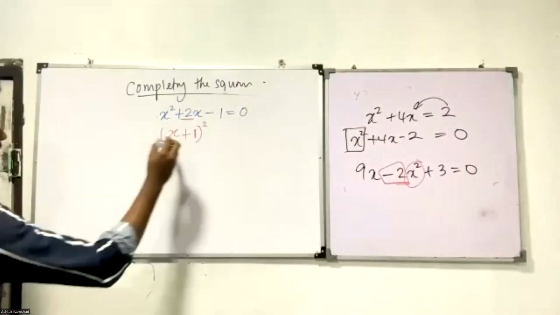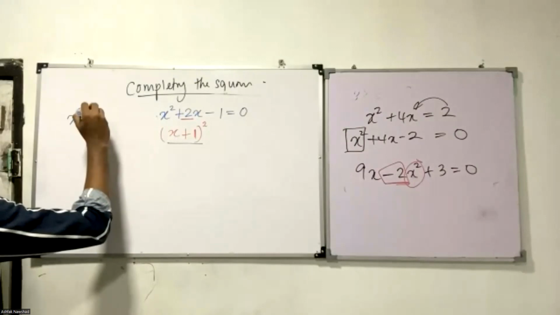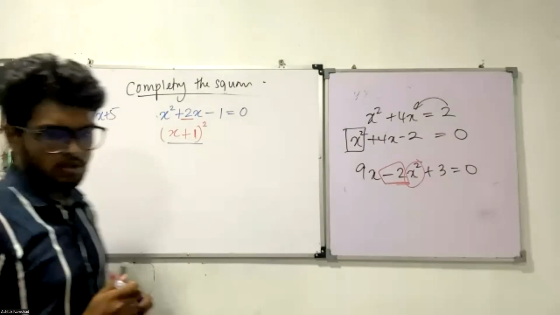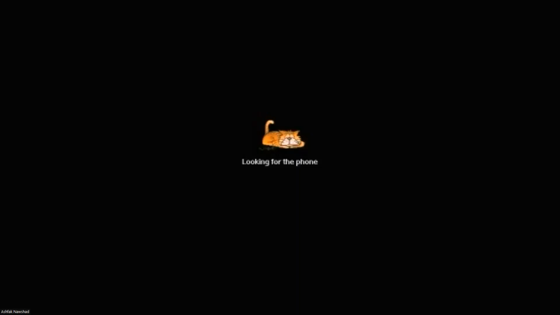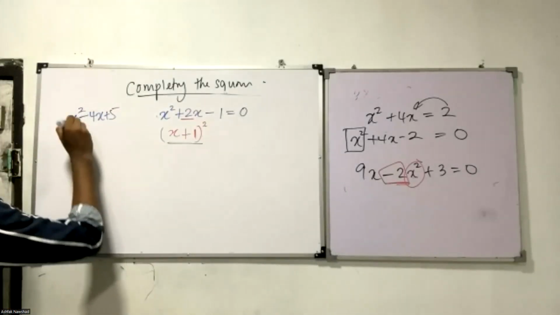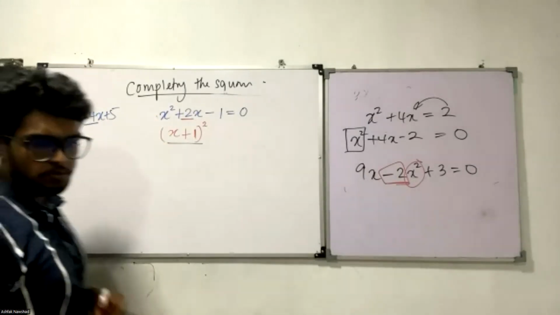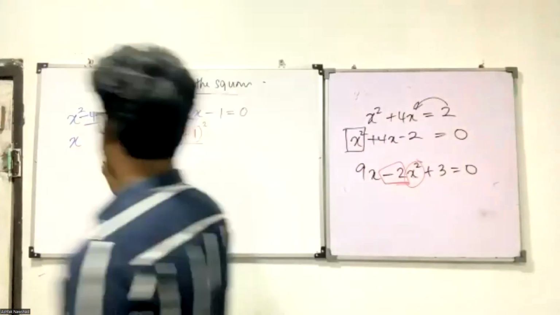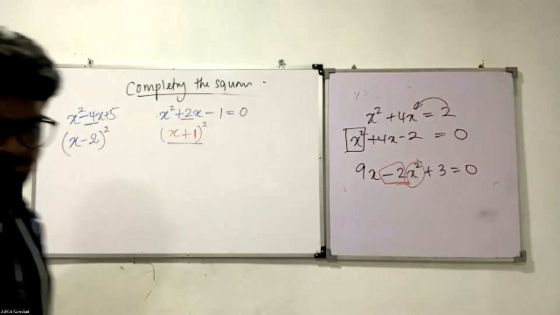See, for this part, see the equation x square minus 4x plus 5. Now what we are going to do is write x square as x. We wrote x, and we are going to half this. What is half of minus 4? It's minus 2. We are going to write minus 2 and close it with the square.